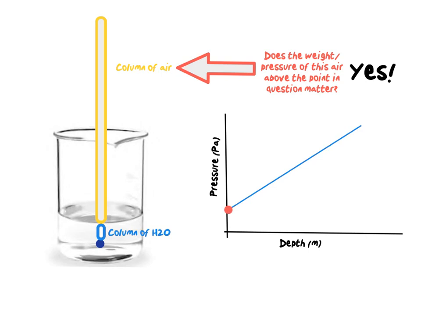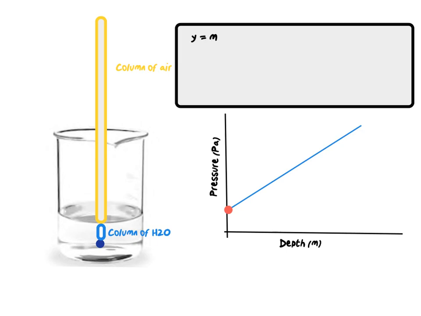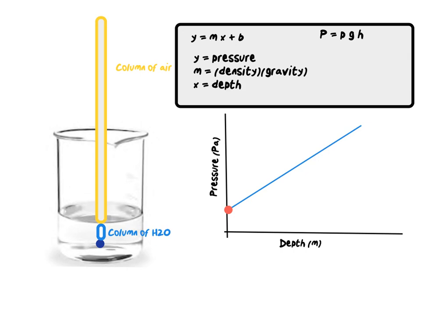So this equation would be written more specifically as y equals mx plus b. Now y is pressure, as we've already discussed. The slope is rho times g. The independent variable, or x, is h. And we can see that the y-intercept is just an initial value of y, or an initial pressure.